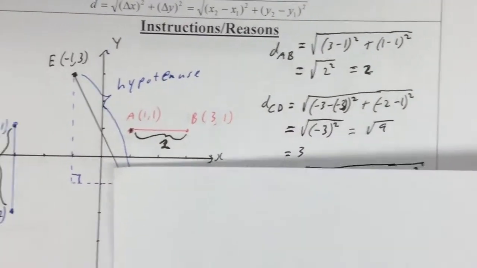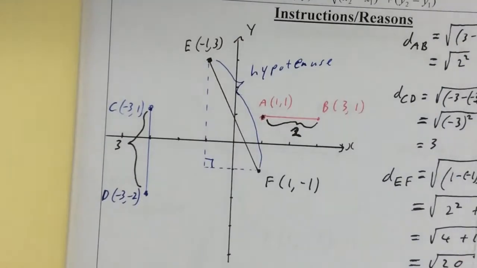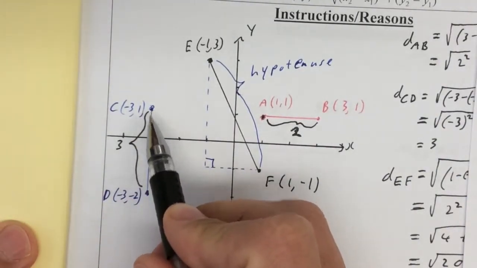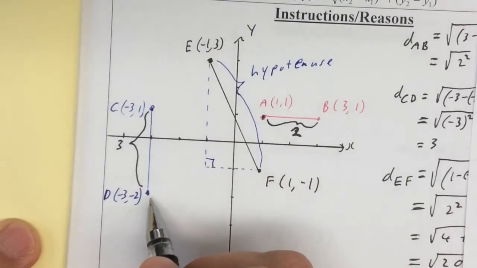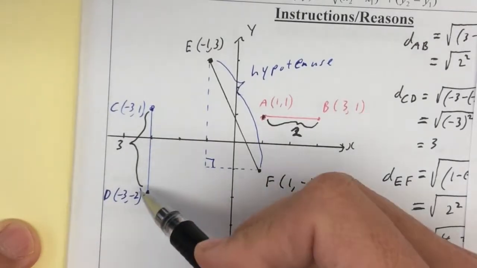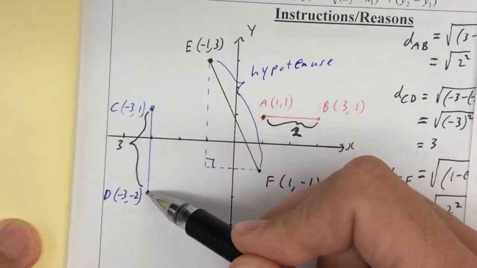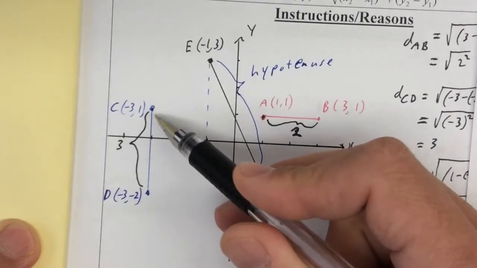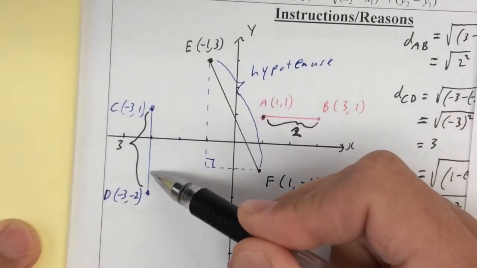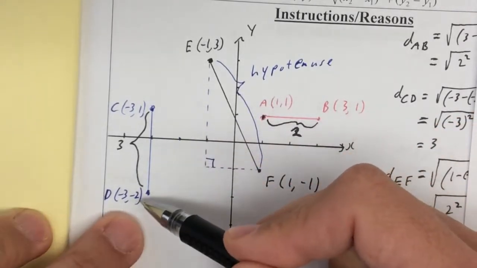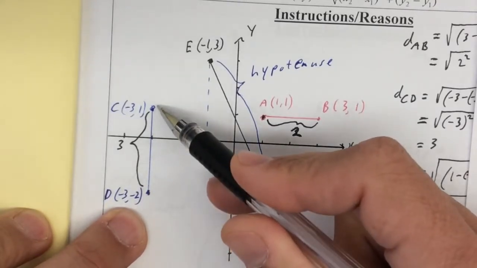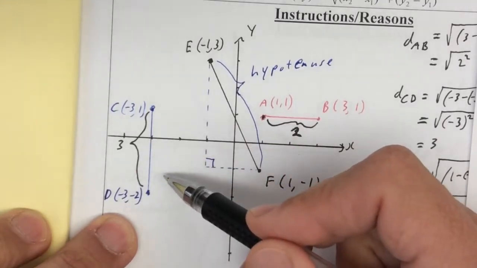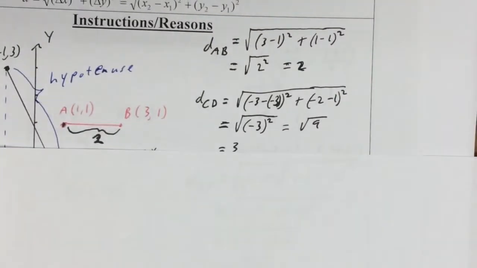Let's take a look at another set of points over here. This one here, call it point C, which is (-3, 1). And this is D, (-3, -2). Well, if you look at it, it crosses the line here. It's going to have a distance of 3 units. So 1, 2, 3. It goes from -2 in the y all the way up to 1, and that's 3 units. The x doesn't change, so it doesn't have any distance there.